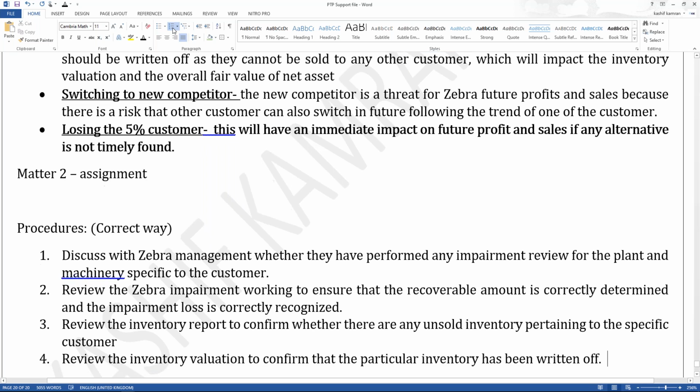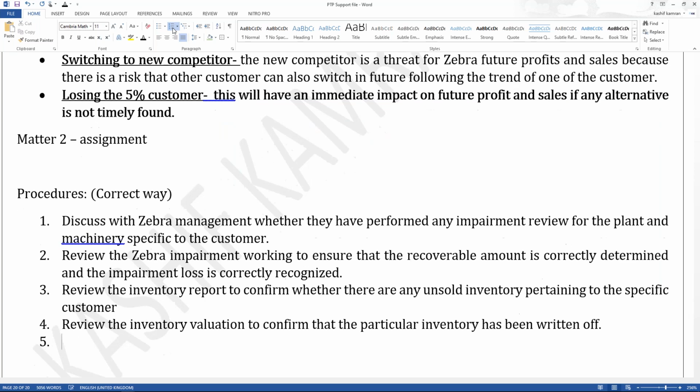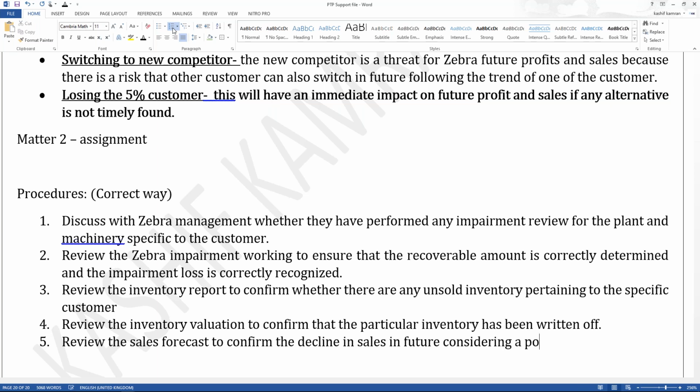Is that clear? So every matter can be converted to a procedure because to confirm that matter or to do a further investigation, you require a procedure, right? Can I also review the future? Can I review the sales forecast to confirm the decline in sales in future, considering there is a loss of a customer? So can I review the management sales forecast to confirm what estimates they have taken into account on the basis of losing a 5% customer? So review the sales forecast to confirm the decline in sales in future, considering a potential loss of customer.